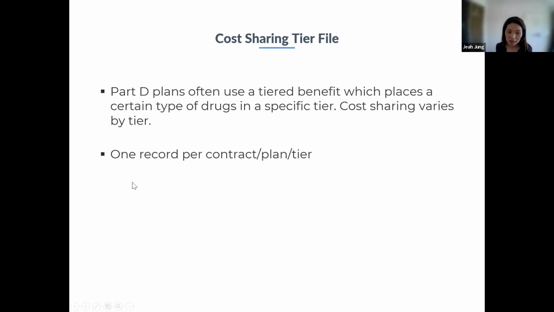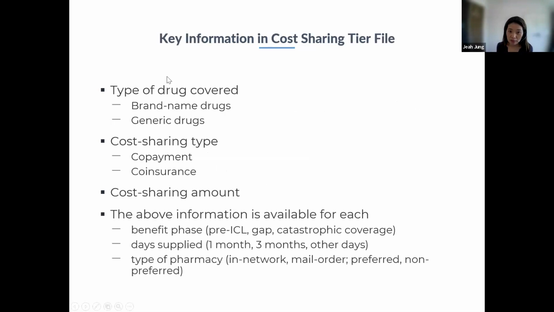So contract HXXX001, tier 1, 2, 3, 4, 5. So then for this tier, how much? And you can find that information in this file. So for each specific tier, contract plan tier, you can see what types of plans are covered in the tier.